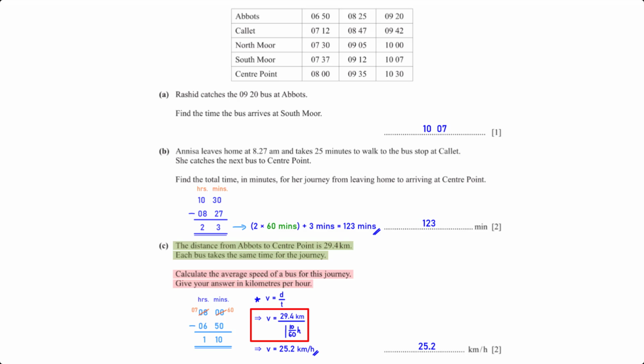To convert 10 minutes to hours, we divide 10 by 60. When we type this into the calculator, we get 25.2 kilometers per hour.